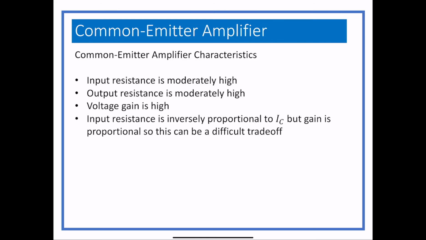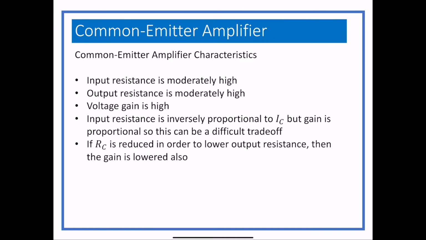The input resistance is inversely proportional to the collector current, but gain is proportional to the collector current. So there's actually a trade-off here, where you could make the input resistance bigger, but then that's going to change the gain somewhat. So that's one of the trade-offs with this type of amp. And then if you lower RC to make the output resistance lower, then you also lower the gain. So there's a little bit of interaction. It's similar to the interactions we had with MOSFETs.